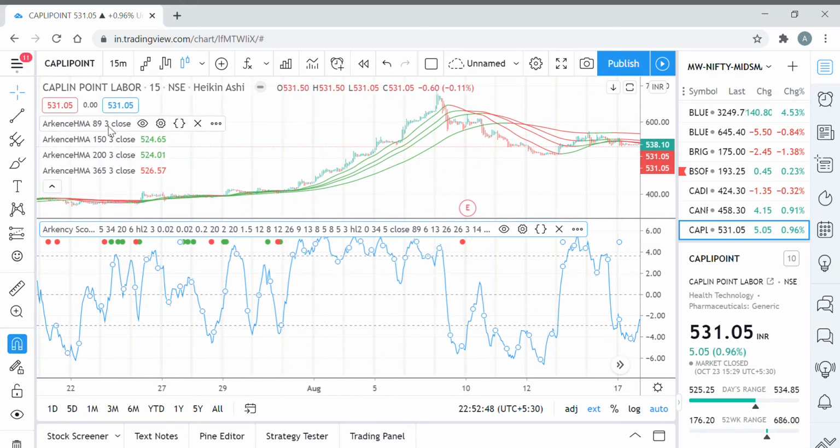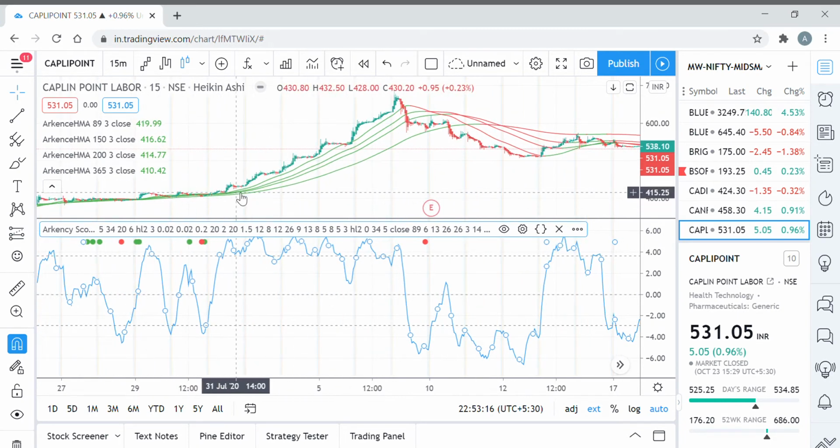I have taken some moving average indicators. These are the moving averages of 89, 150, 200, 365, and they are also green, which means the trend is uptrend. Okay, and then you had an uptrend. So here also, as per this indicator, the trend is uptrend, but here this indicator says it's in a downtrend, right? So we don't know, this is called the sideways market.